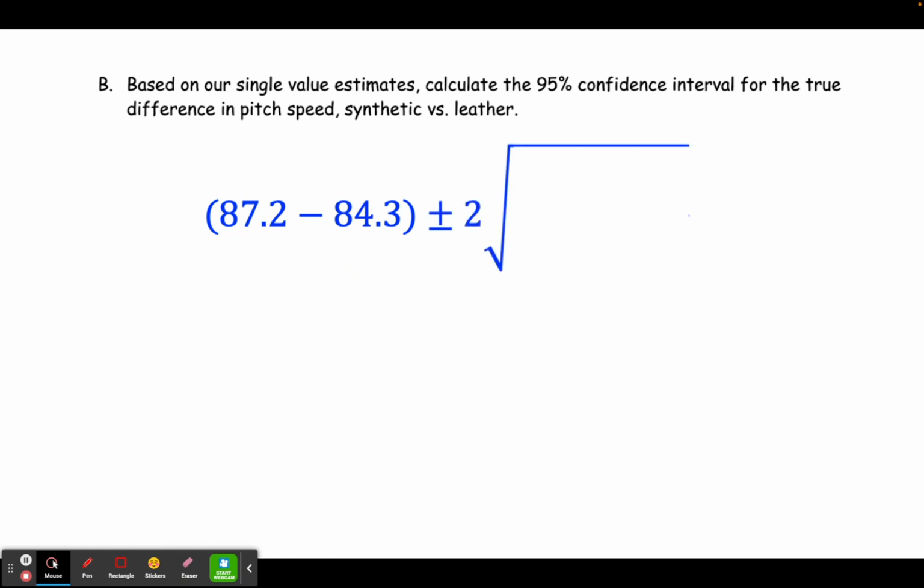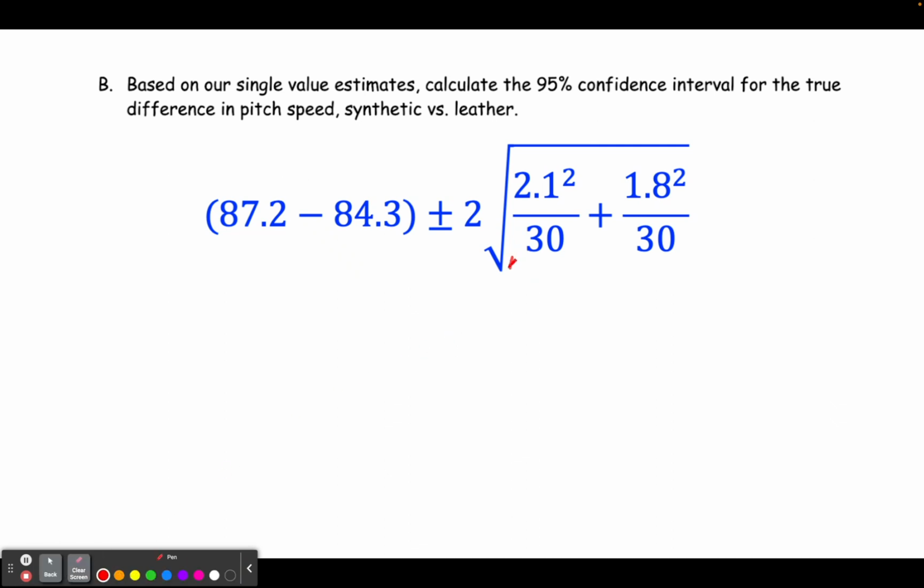plus or minus 2. And then underneath the square root, we do the standard deviation squared over the number of attempts. And remember, this pitcher had 30 attempts with each type of ball. And then we do plus 1.8 squared divided by 30. Again, with your scientific calculator, you can type all of this in one step, hit enter and store that number in your calculator, then take the square root, store that in your calculator, then multiply by 2. And at that point, then you can round.